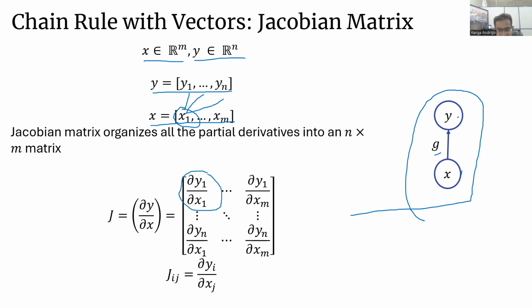The partial derivative of y1 with respect to x1: how is y1 affected due to a small change in x1? How does yi get affected due to a small change in xj? That is Jij. This is called the Jacobian matrix. The Jacobian matrix organizes all potential derivatives into an n by m matrix. It's easy to think when you think about the Jacobian matrix, but practically we don't use the Jacobian matrix to compute these gradients.